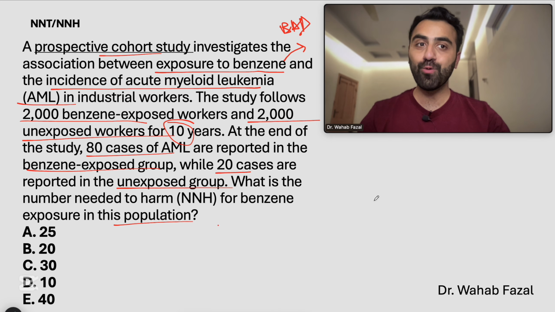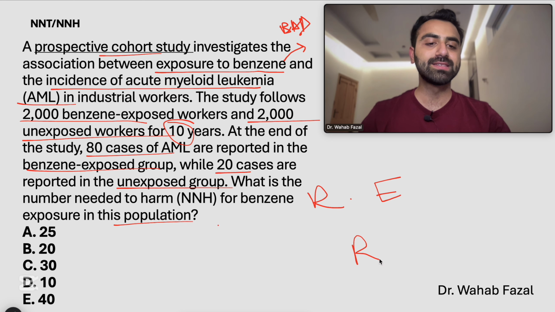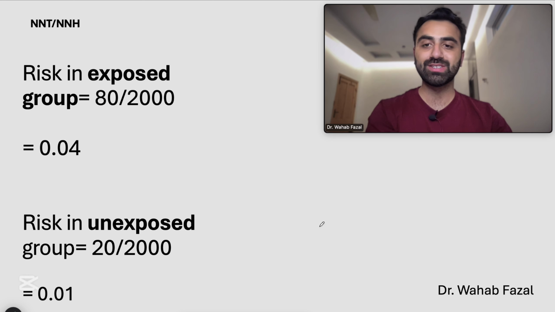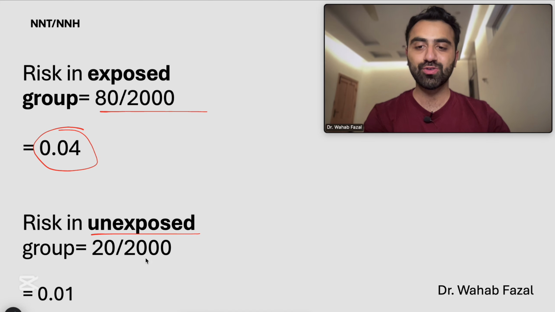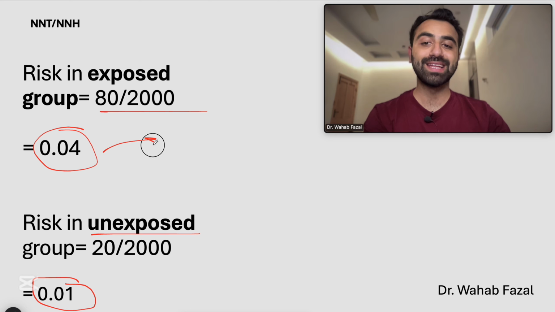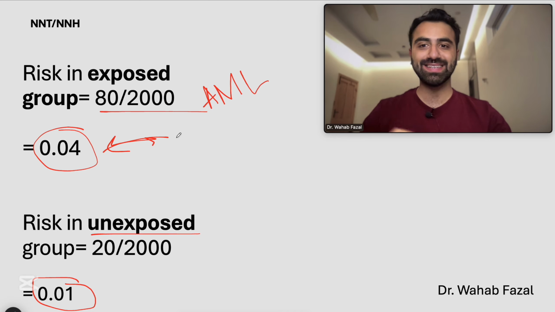So what do we want to do first? Well, we want to calculate the risk in the exposed group and the risk in the unexposed group. So let's do that together. The risk in the exposed group is 80 by 2000 or 0.04. The risk in the unexposed group is 20 by 2000 or 0.01. That means this thing which we are exposed to is increasing the chance of someone developing AML, because 0.04 is definitely higher than 0.01. Therefore, this is a toxin, this is a carcinogen.